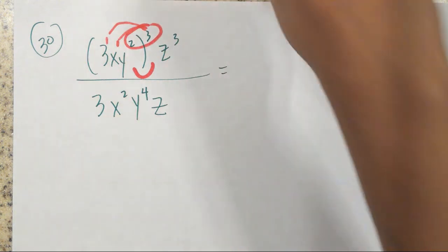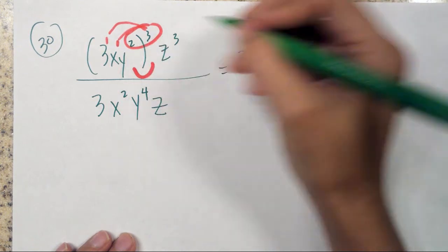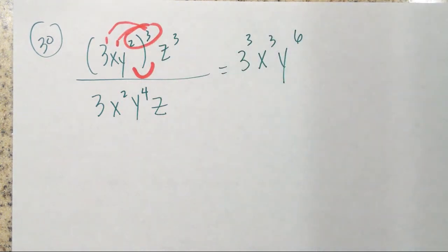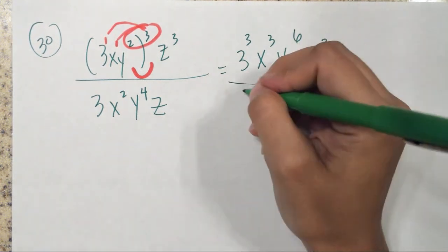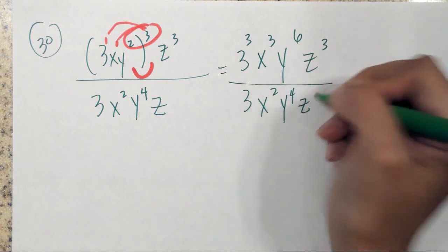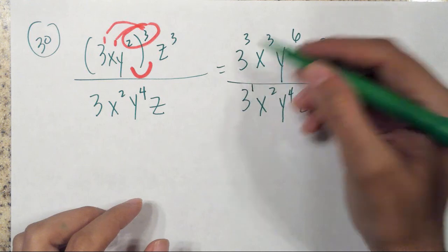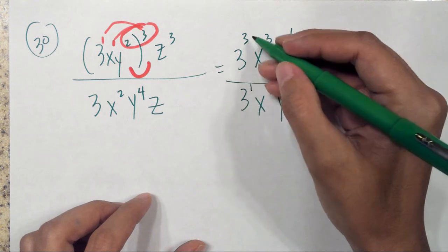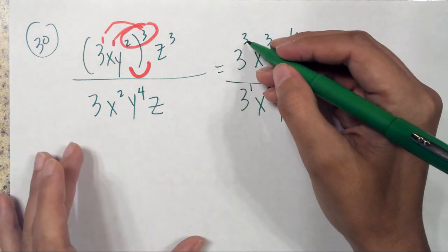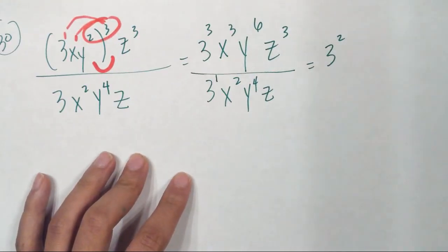So just be careful. So you end up getting 3 cubed, x cubed, y to the 3 times 2 is 6. And then you have z to the 3rd power still chilling on the outside. On the bottom, I have 3x squared y to the 4th z. That's fine. Okay, so this is a 1, I can already subtract the exponents. You could do 3 cubed is 27 divided by 3, and then figure what that is. Or I can do 3 minus 1 is 2, so this is 3 squared on the top.